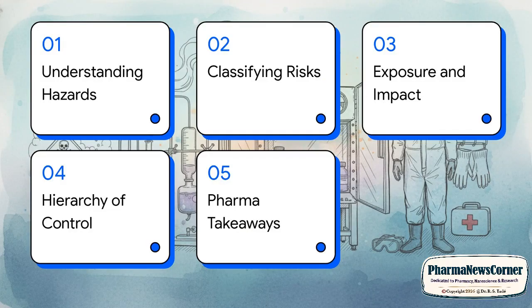Okay, so here's our game plan for today. We're going to start with the basics. What even is a chemical hazard? Then we'll get into classifying risks, how exposure happens, and the all-important hierarchy of control. And we'll wrap it all up with some key takeaways specifically for your careers in pharma.